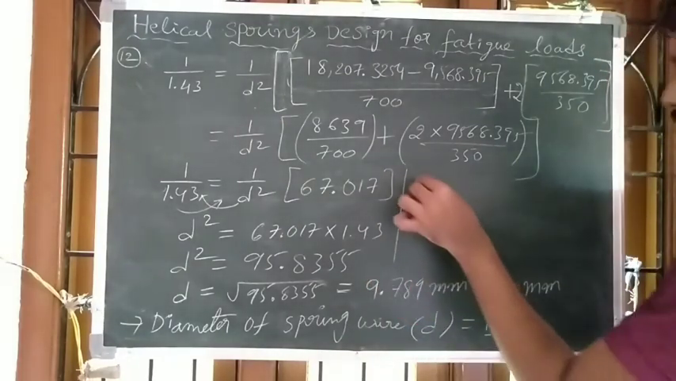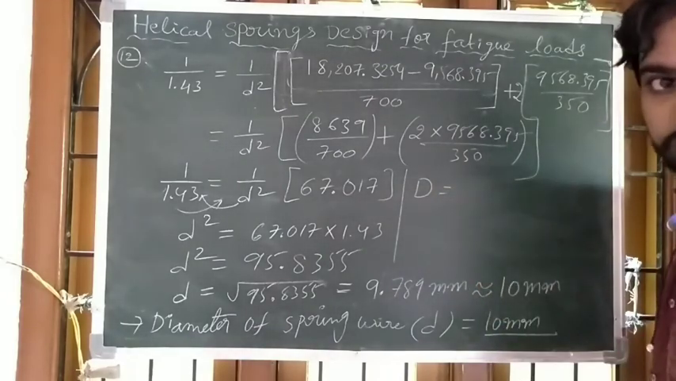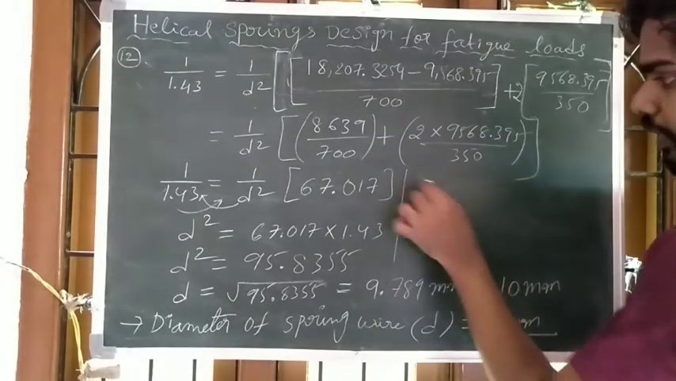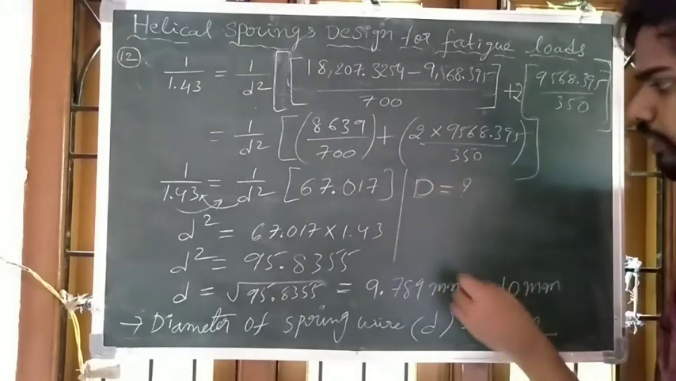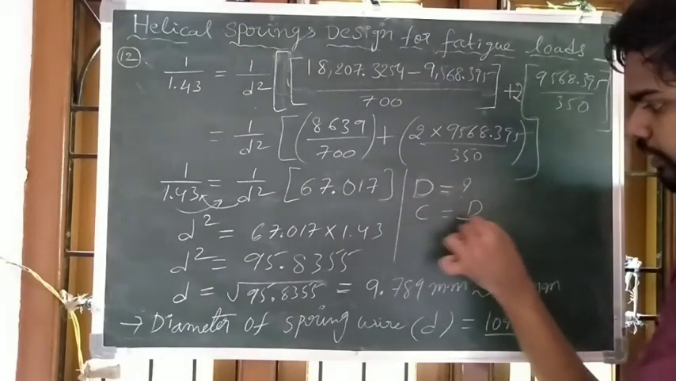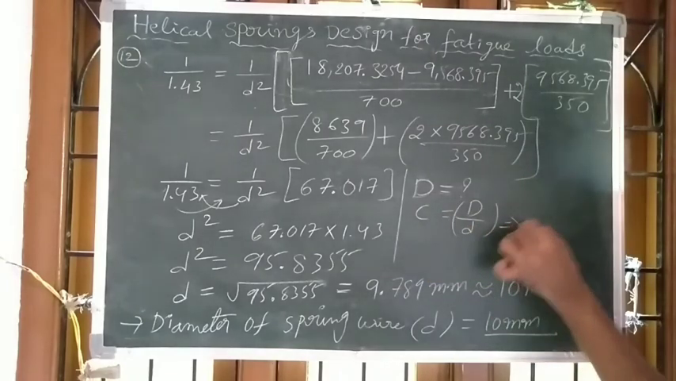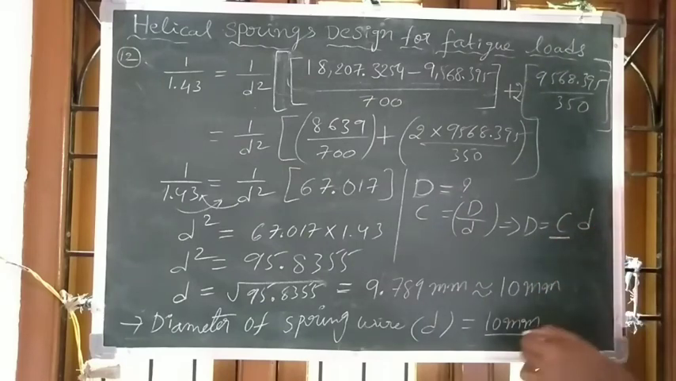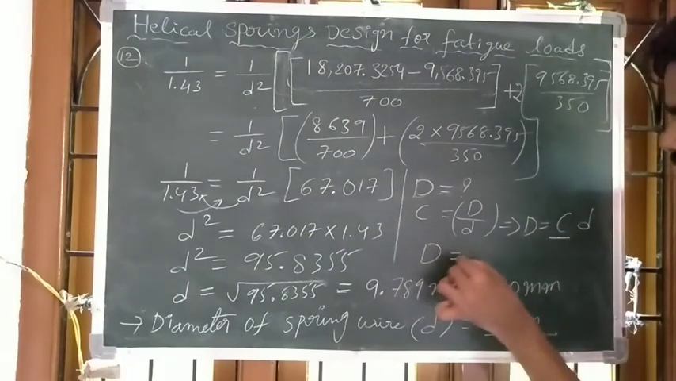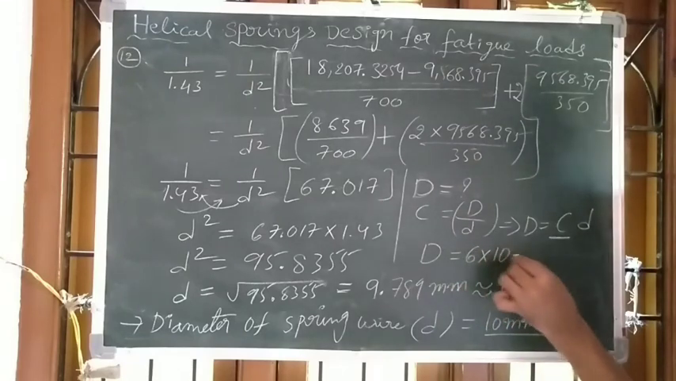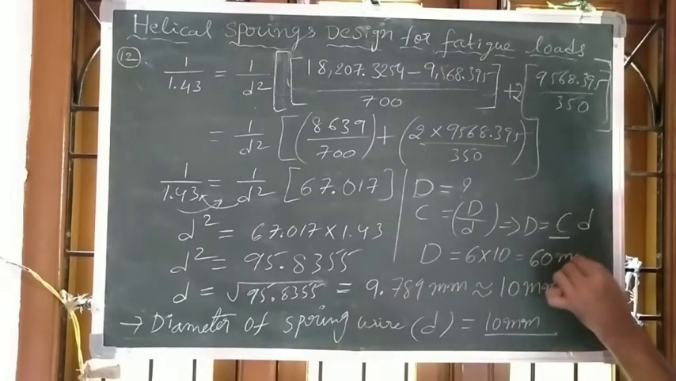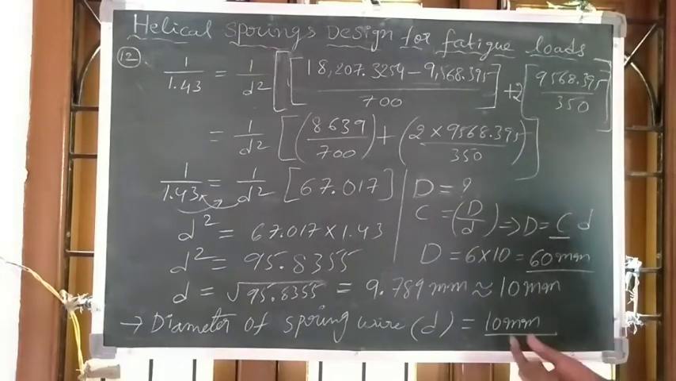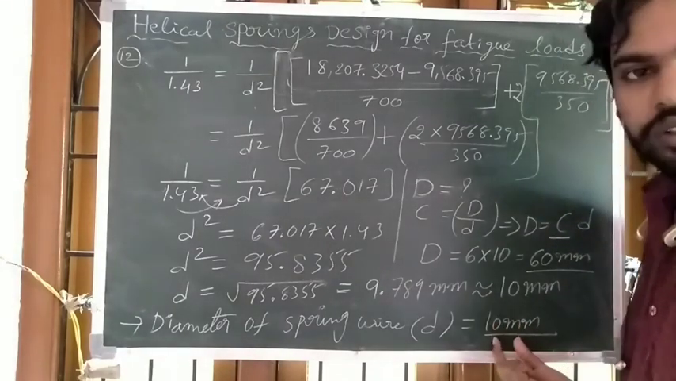So again, we have to calculate another parameter, the mean diameter of the coil. We know that spring index is equal to capital D by small d. So using this expression, D is equal to C d. We know already the value of C is given as 6 and d is 10 mm. Then the mean diameter D is equal to 6 into 10, 60 mm. Now, the solution is completed.